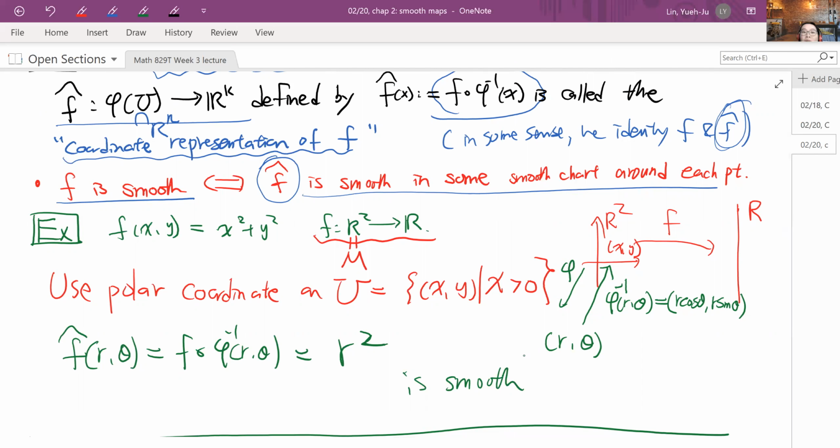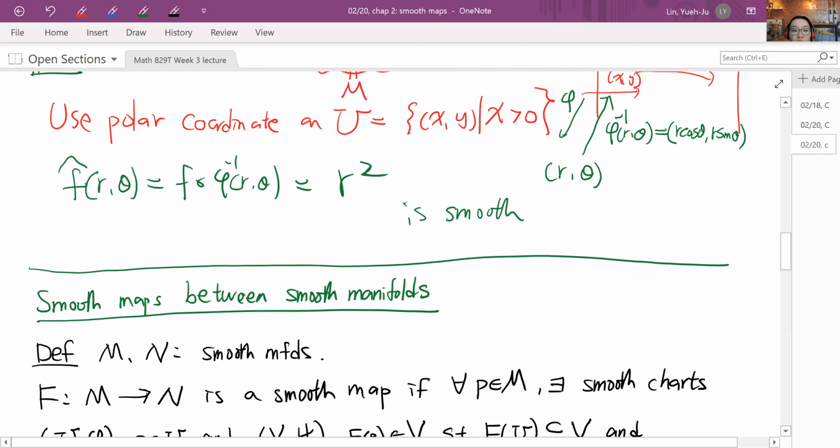So you can see that you might have many different ways to give a manifold a coordinate, and it depends on the coordinate you choose. If you choose a nice coordinate, you can rewrite an ugly map into a much simpler representation. And the simpler representation can sometimes make it much easier to check whether it's smooth. So a lot of the time you need to work with a nicer coordinate, and then it will save you some time.